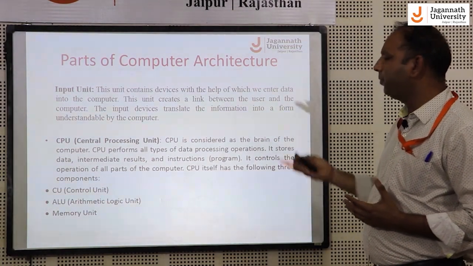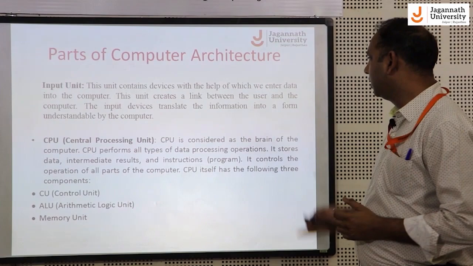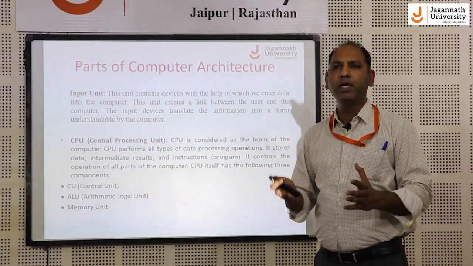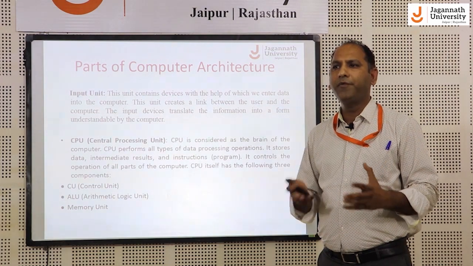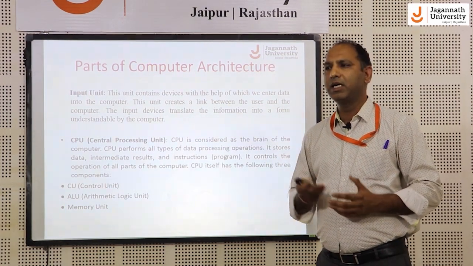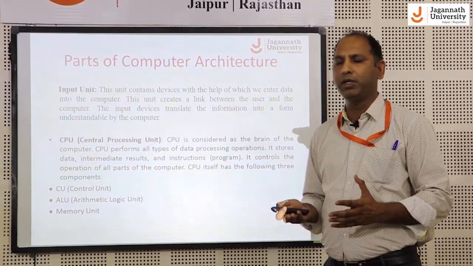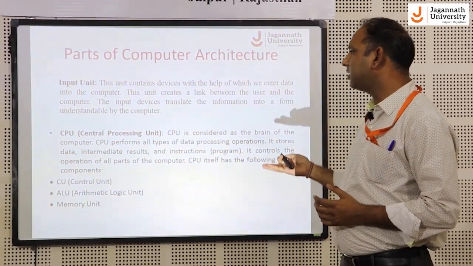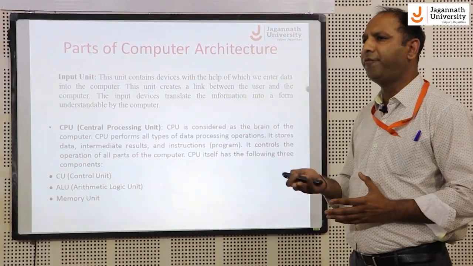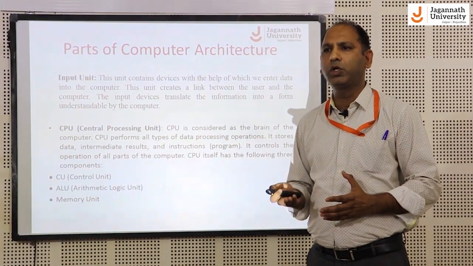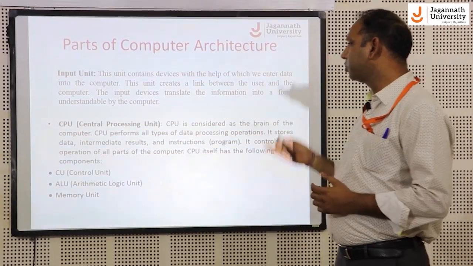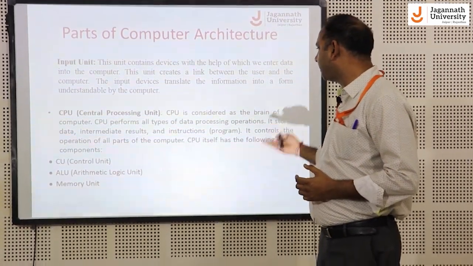Second one is the CPU, the central processing unit. CPU is considered the brain of the computer, because without a brain, no human being can work, and it is like a dead body. So the CPU also performs as the brain of the computer, because every processing and every controlling is performed by the CPU. So CPU performs all types of data processing operations.